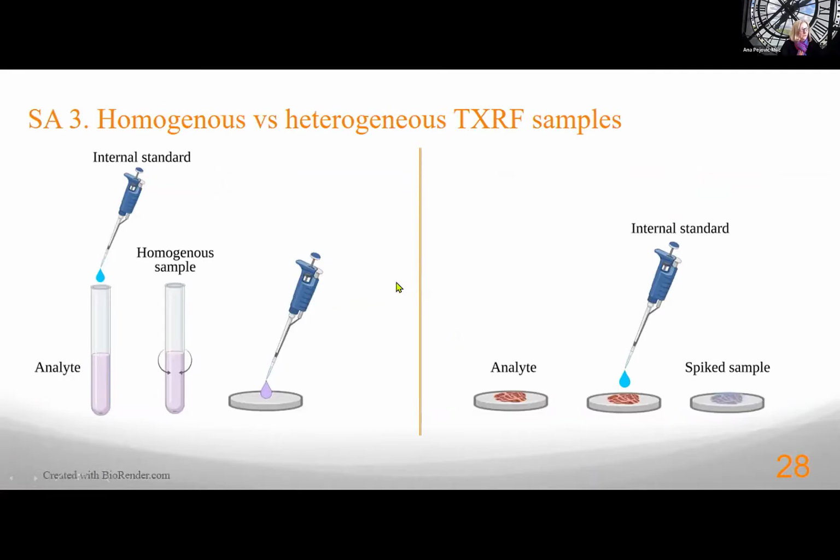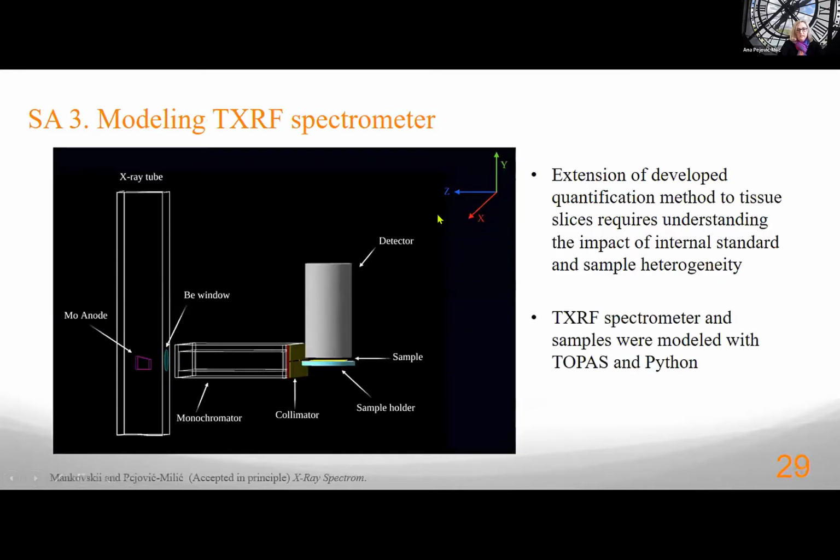So basically, as you know, TXRF is designed to work with homogeneous samples, but in the case of tumor tissues, we don't have such a privilege. We receive tumor tissues usually in slices, and we have to look into the case of spiking them with the internal standard. In other words, can we measure reliably gold in heterogeneous TXRF samples? To do that, we had to resort to Monte Carlo modeling, and we developed in the software called Topaz a full Monte Carlo method of simulating the Bruker's Picofox TXRF instrument.